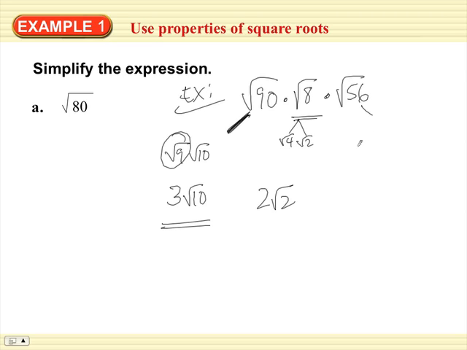What would be a square within 56? 4 and 14. But it doesn't matter. Square root of 4, square root of 14. So 4 is a square. That's nice, right? So you get 2 roots of 14.